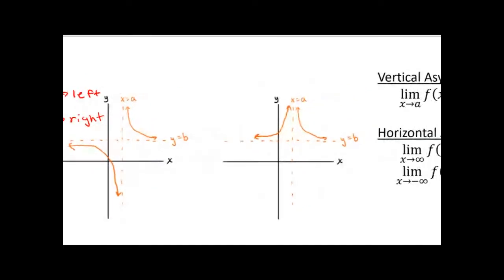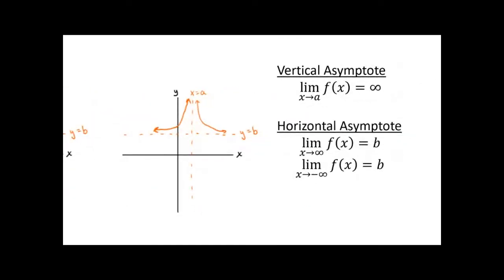And it looks the same on this side. So it doesn't matter what happens to the vertical asymptote. The horizontal asymptote, as x goes to infinity, we approach b. And as x goes to negative infinity, we approach b. And that's going to be the same. It's just a new way of writing the notation here.